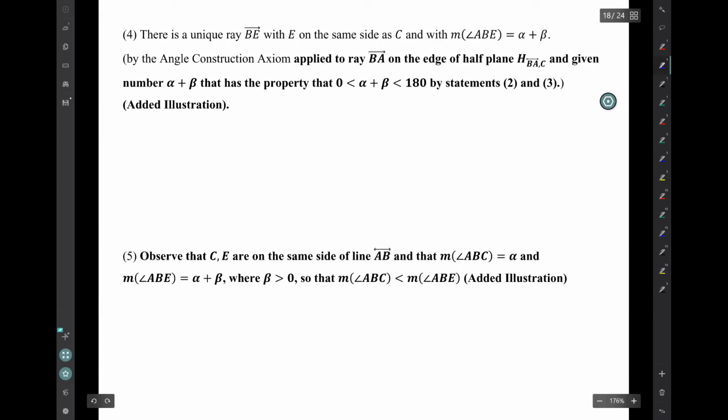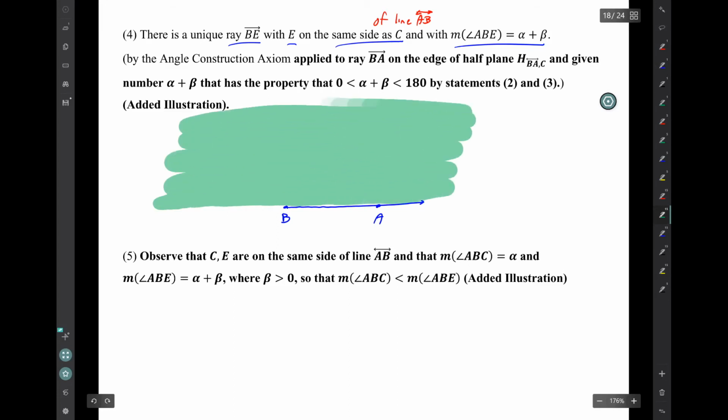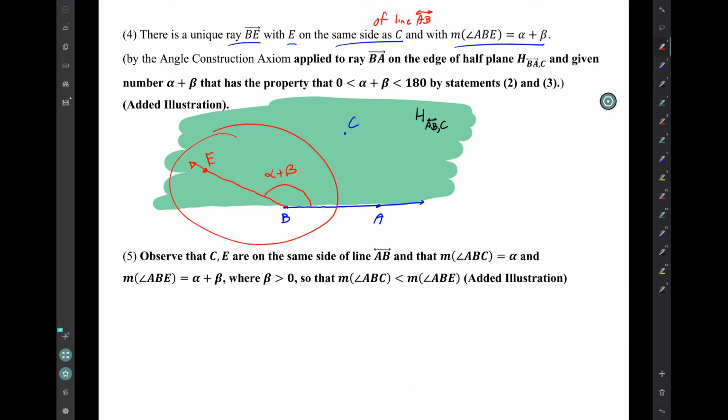Well, statement 4 says there's a unique ray BE with E on the same side as C. This should say the same side of line AB, such that the measure of angle ABE is that number alpha plus beta. Well, let me illustrate that. So there's an illustration of statement 4. The angle construction axiom says that this ray exists that creates an angle of that measure.